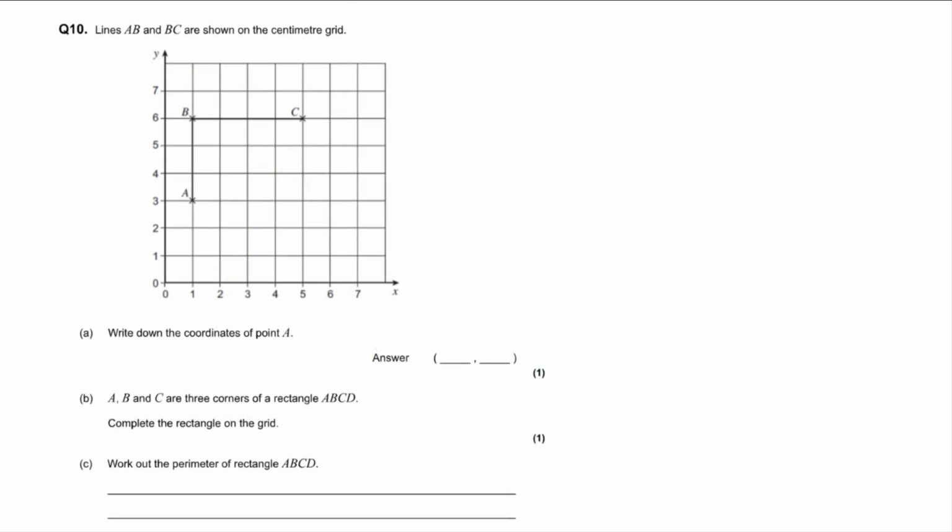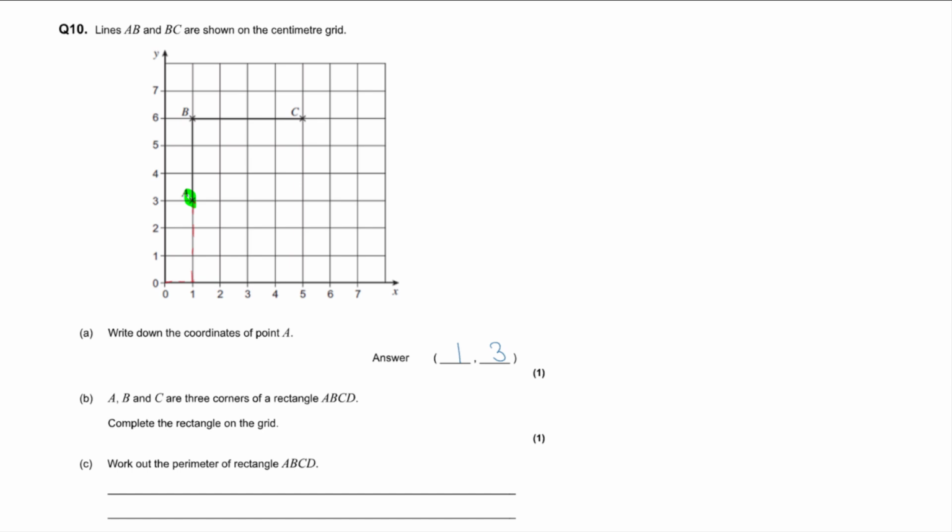Question 10. Lines AB and BC are shown on the centimeter grid. Write down the coordinates of the point A. Well, the coordinates of point A is here, isn't it? So when you're doing coordinates, it's along the corridor, up the stairs. So 1 along, 3 up. That's going to be coordinates 1, 3.